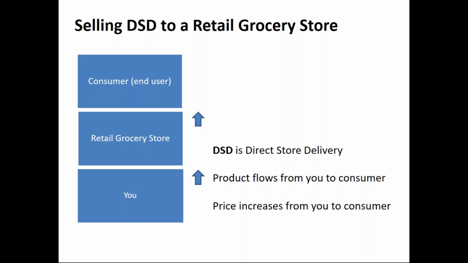So just in terms of the flow of goods and pricing, DSD is direct store delivery, and essentially that would be how the major banners, so Safeway, Sobeys, Co-op, are all willing to take product from you at this time. So that's pretty much the main way.